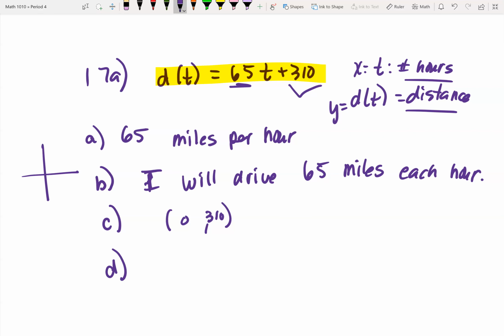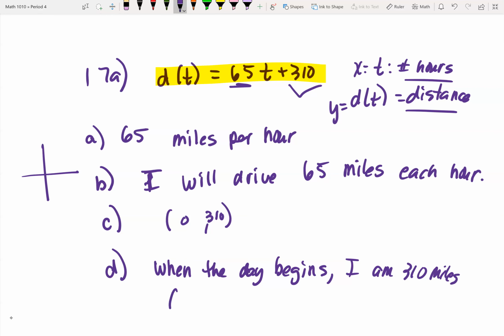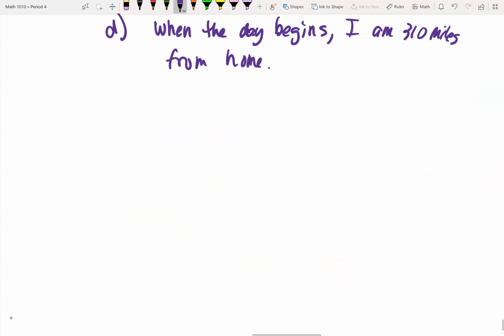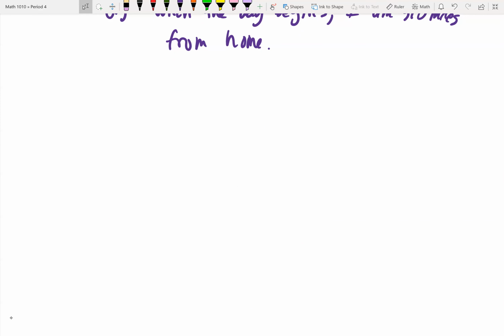What does it mean? It means when 0 hours have traveled, because that's my x, I've gone 310 miles, which is kind of strange. But basically it means I traveled 310 miles before the beginning of that day, okay? So I'm going to say, when the day begins, I am 310 miles from home, because that's how far I drove the previous days.